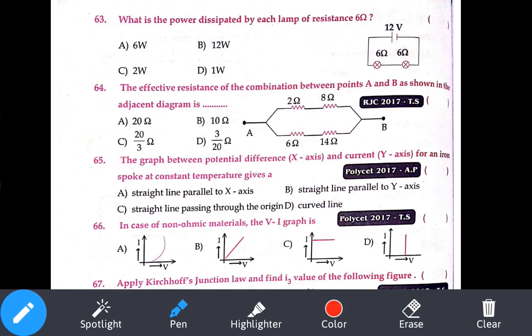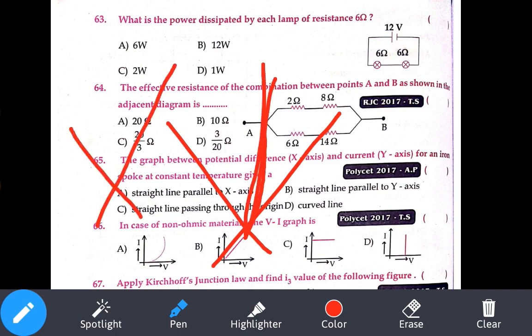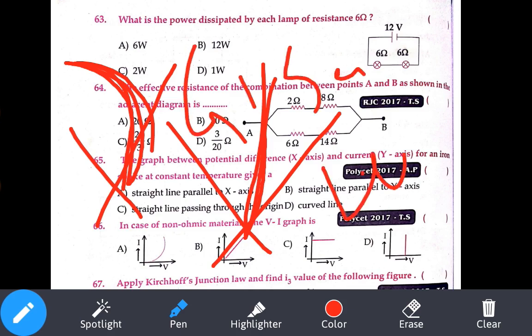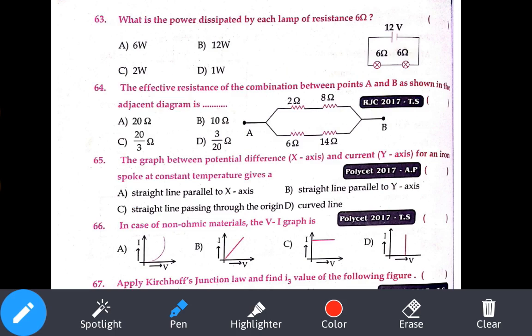Option number C. The graph between the potential difference and current for an iron spoke. Iron spoke is an ohmic conductor. Just now we have seen that it is a straight line starting from the origin. Option number C is our answer. Always remember, for an ohmic conductor you will get a straight line graph, and for a non-ohmic conductor you will get a curved graph. What are the non-ohmic conductors? All the gases, materials, semiconductors, LEDs all come under non-ohmic conductors. If you observe, option number A is our answer. It is a curved graph.